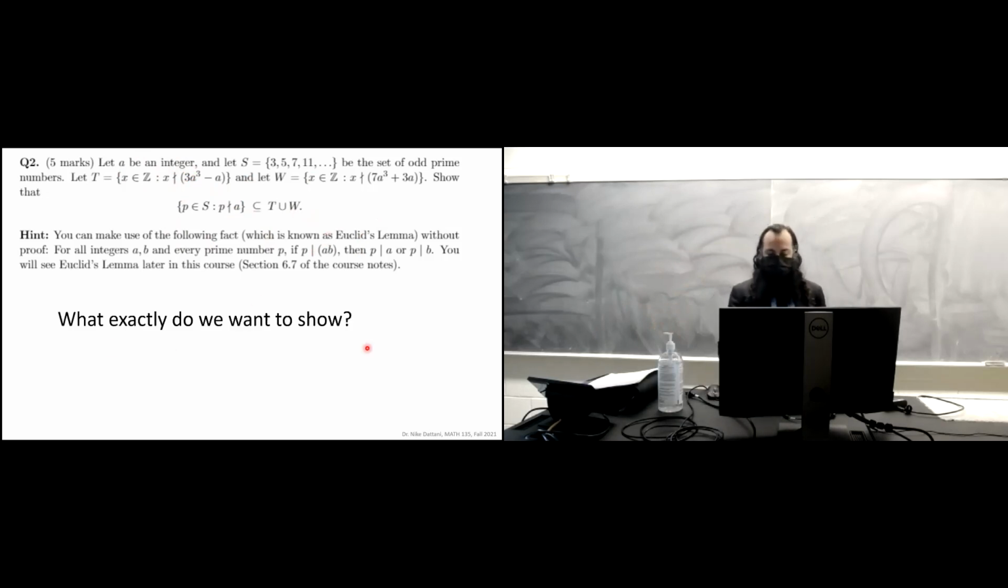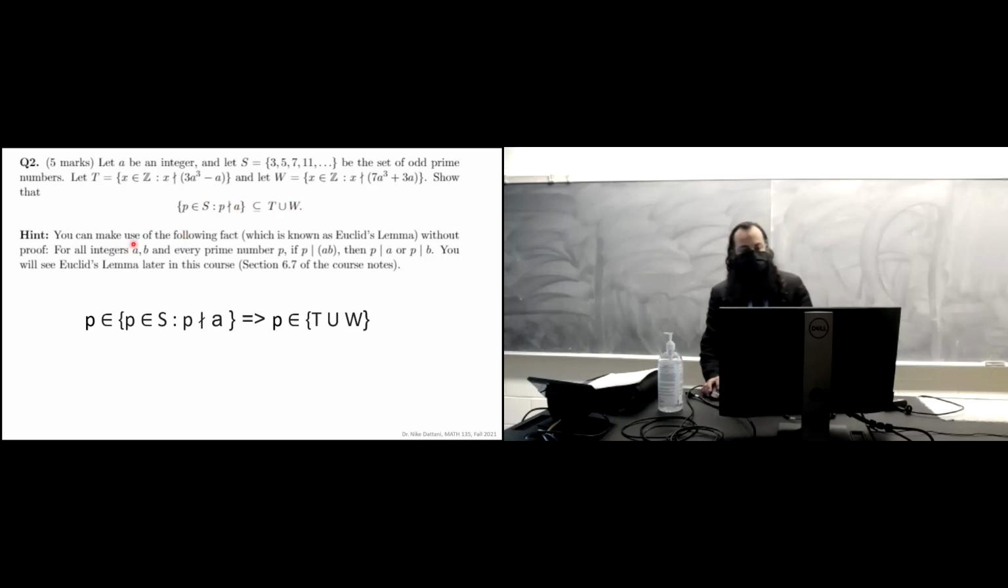Okay, what exactly do we want to show here? So if this set is a subset of this set, what that means is that some element of this set, so if P is in this set, then P is also in this set, right? We're trying to say that this set is a subset of that. So any element in here is also in there, right? Just as simple as that. If P is an element of this set, then P is an element of that set. That is an implication. Okay? You're going to do the contrapositive.